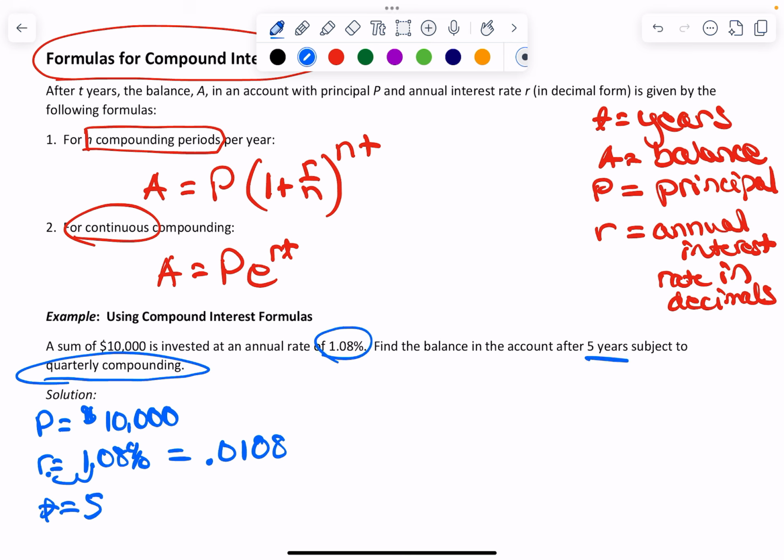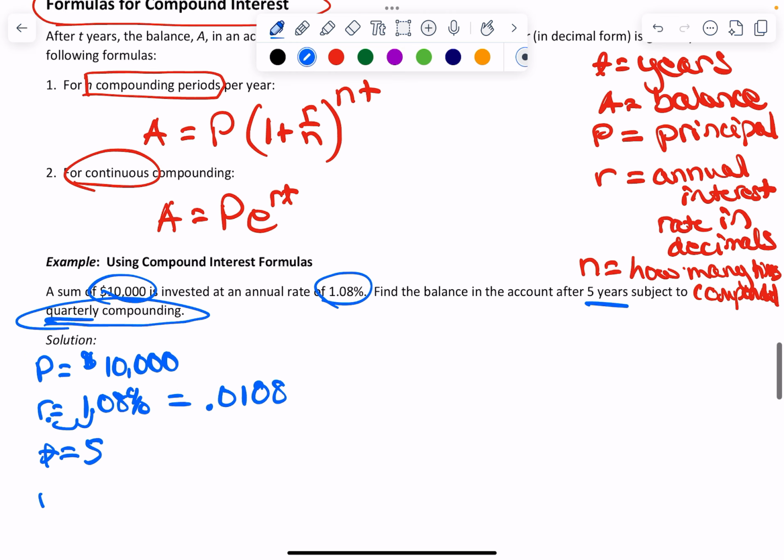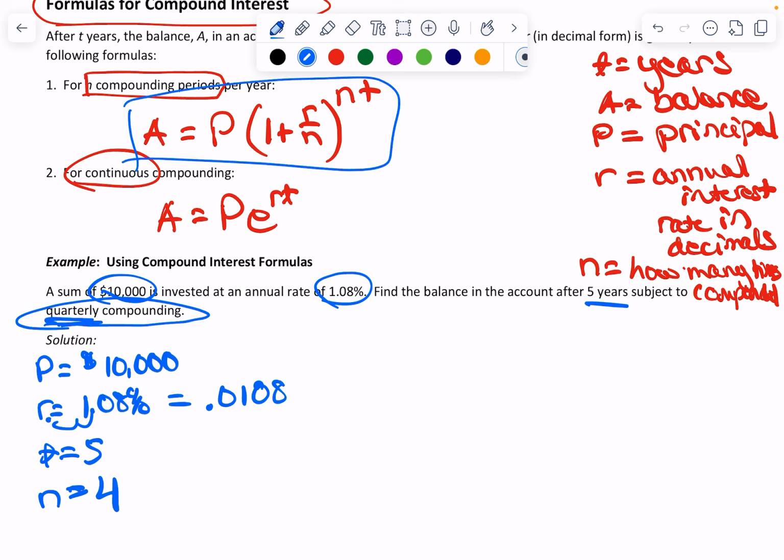That was the rate, and then quarterly compounding. N is how many times compounded per year. So our N here, we have quarterly compounding. So there's 4 quarters in a year. So N equals 4. Now we are plugging it into this formula right here because we have the quarterly compounding.